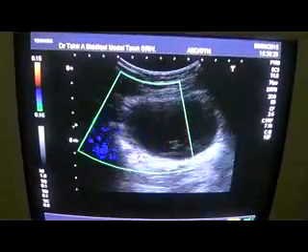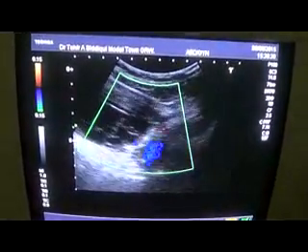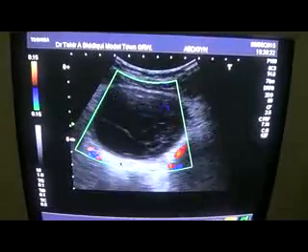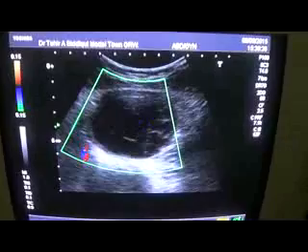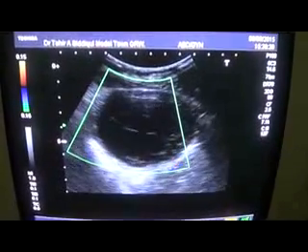So this is our case of the day: hemorrhagic cyst versus endometrioma.